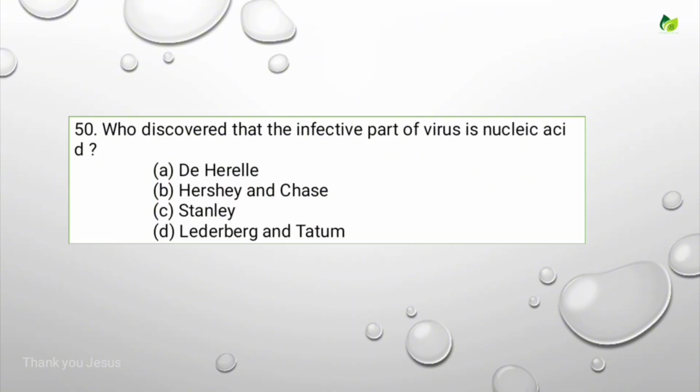Who discovered that the infective part of virus is nucleic acid? Options are D. Hershey, Hershey and Chase, Stanley, Lederberg and Tatum. For this, the correct answer is Hershey and Chase. They discovered the nucleic acid of the virus.